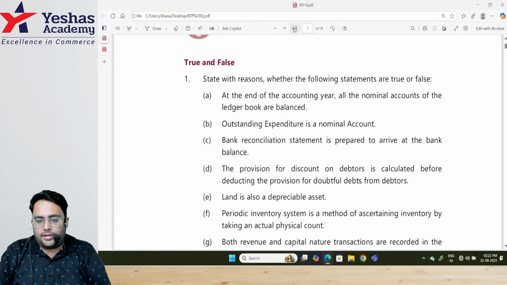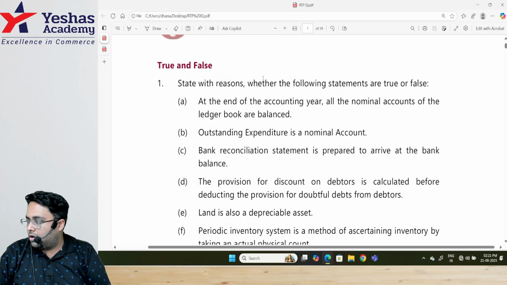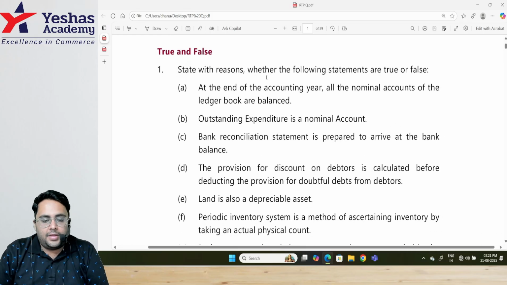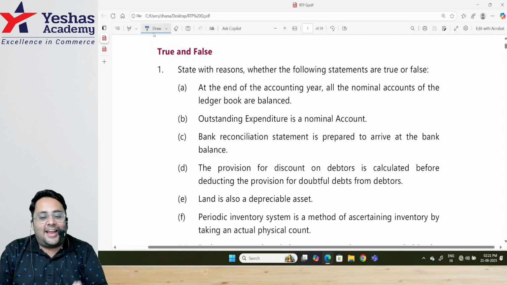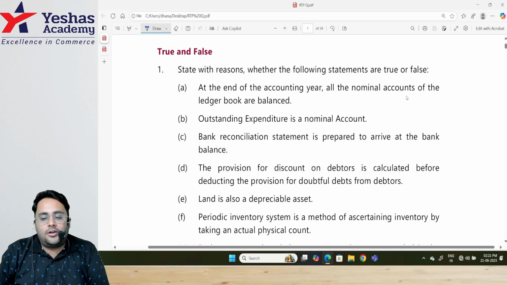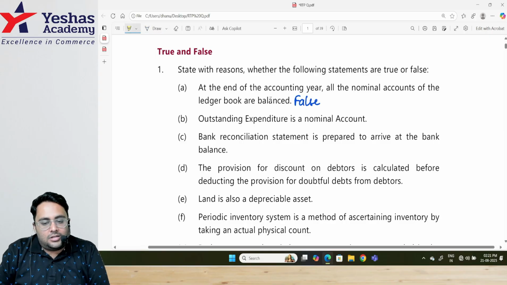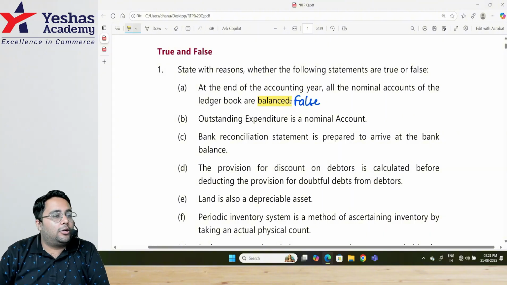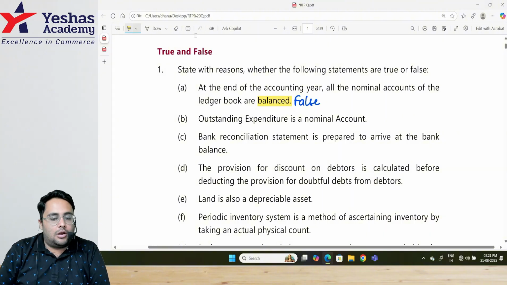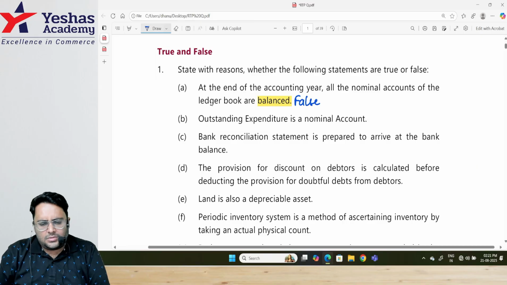State with reasons whether the following statements are true or false. At the end of the accounting year, all nominal accounts of the ledger are balanced. This statement is false. Why? Because they are not balanced, they are going to be closed by a transfer to your profit and loss account.